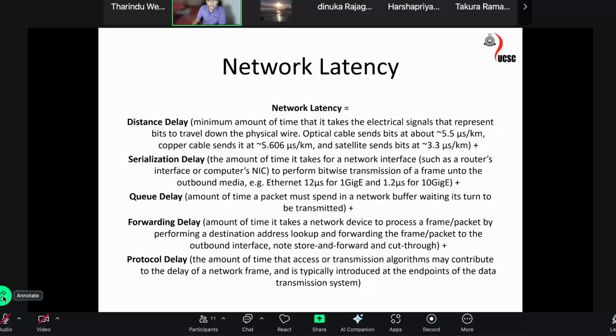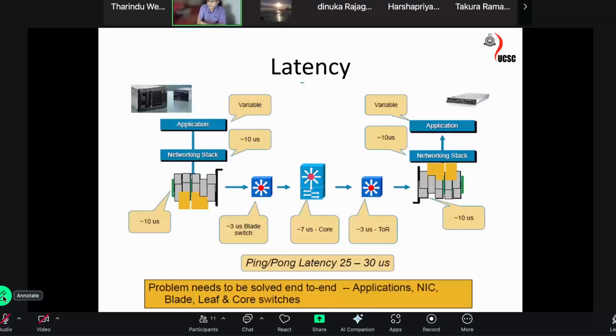Okay. Any questions on this particular slide? If you don't agree with our perspective.